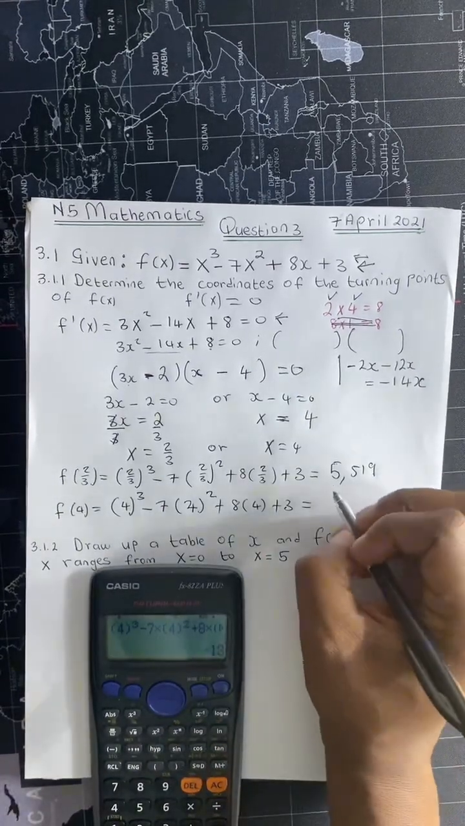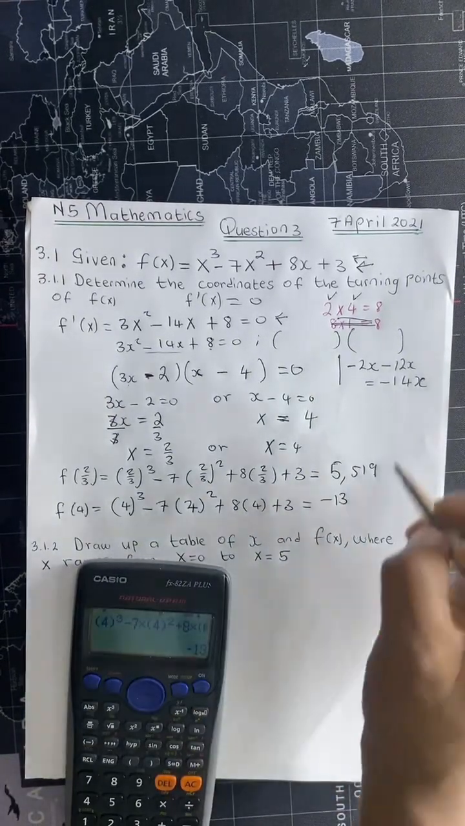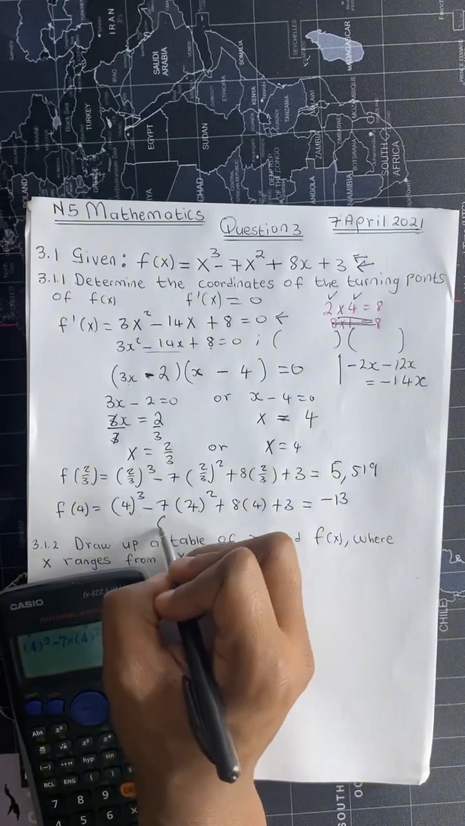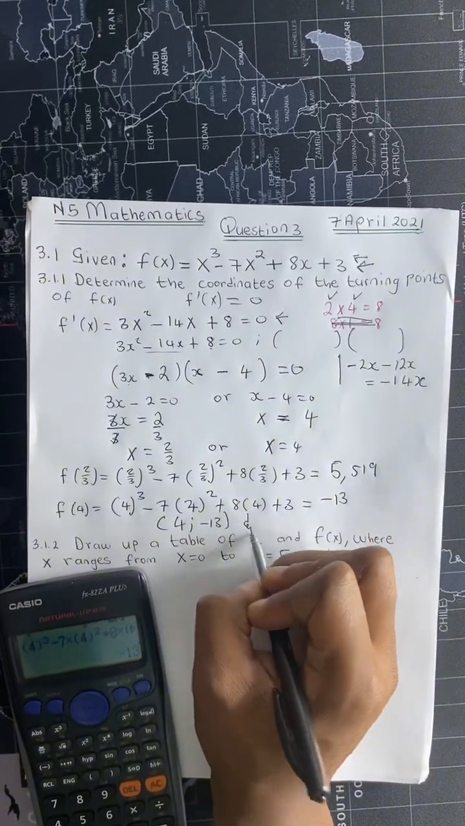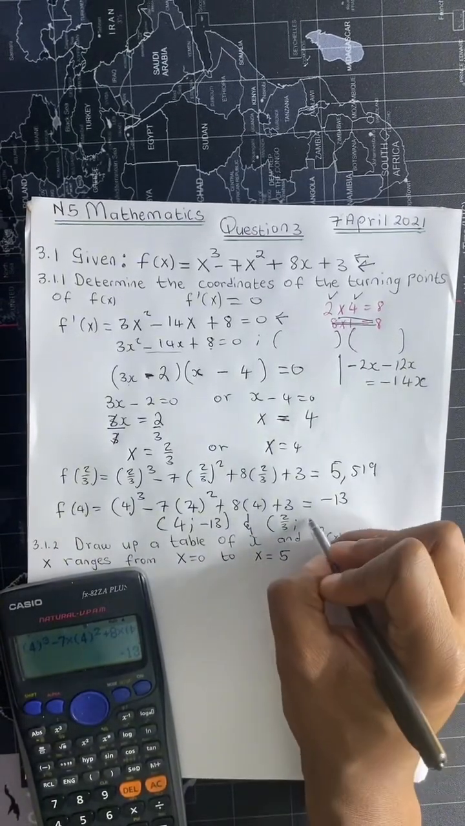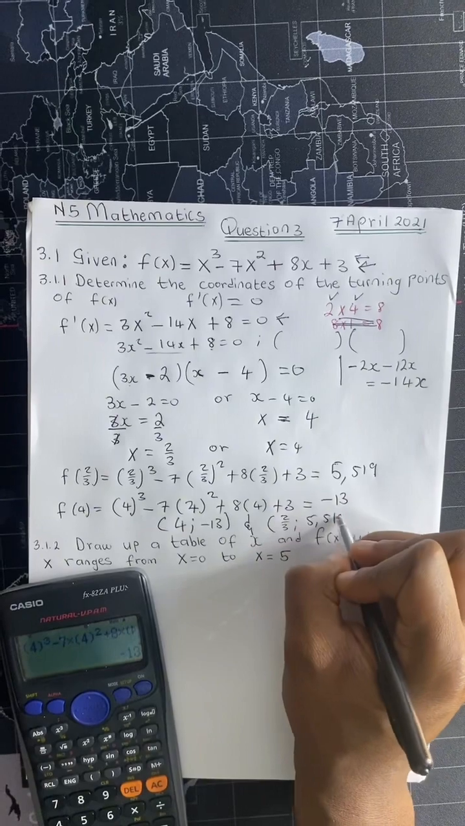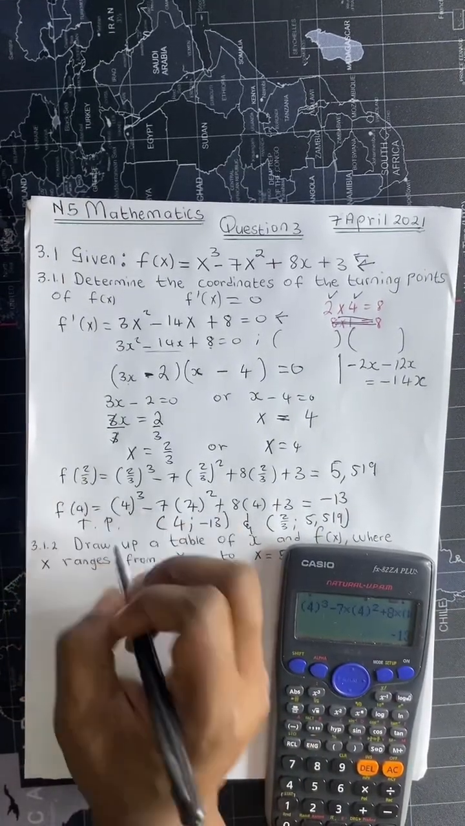y is equal to negative 13. So we have when x is 4, y is equal to negative 13, and when x is 2 over 3, y is equal to 5,519. So these are the coordinates of our turning point.